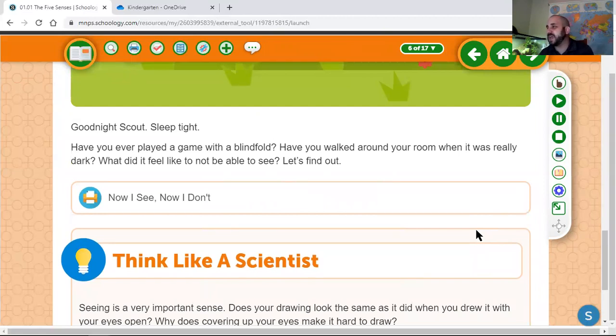Have you ever played a game with a blindfold? Have you walked around your room when it was really dark? What did it feel like to not be able to see? Let's find out. This is another page that you'll be able to do with your teachers if you guys have time.